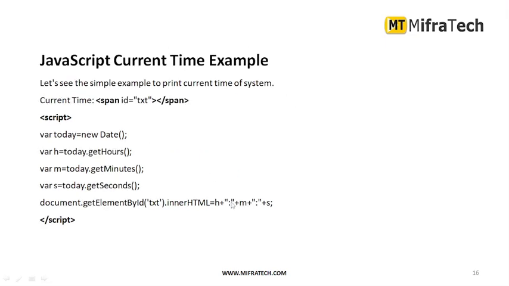And the current time example: variable today, new Date, today dot getHours, today dot getMinutes, today dot getSeconds. Here you can mention, it will be displayed as what's the hour, what's the minutes, and what's the seconds.